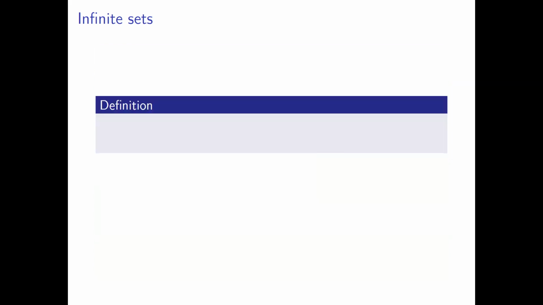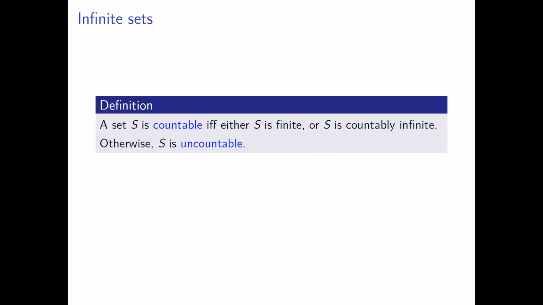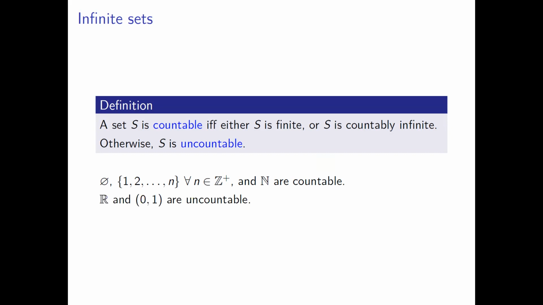We are now able to define a new classification of sets. A set is said to be countable if and only if it is either finite or countably infinite. Otherwise, the set is uncountable. In particular, the null set, the set of integers from 1 to n for any positive integer n, and the set of natural numbers are all countable sets. The set of real numbers and the open interval from 0 to 1 are both uncountable.